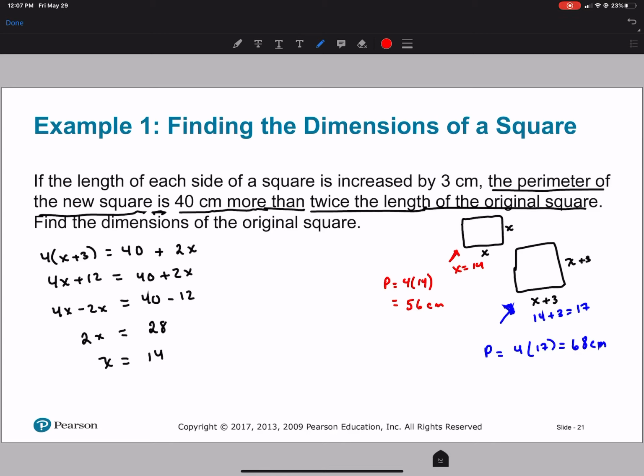Now, all I really wanted you to do is find the dimensions of the original square. So we already know what the dimensions are. Once we found the 14, we found the dimensions of the smaller square. Now, a square is easier because you don't have different side lengths. All the sides are the same. So that's what makes this a little bit easier.